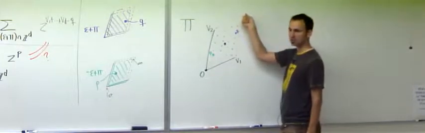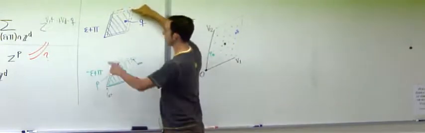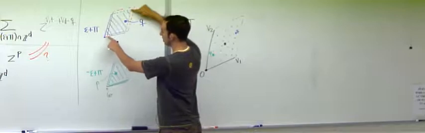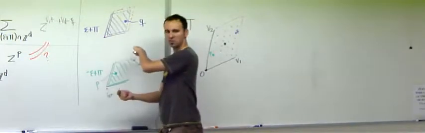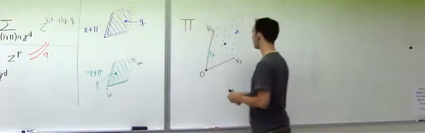Okay, so it's precisely taking this point, which is present, and this point which is present, and this point which is missing, and it's flipping them over into this point which is missing and this point which is present. Okay.